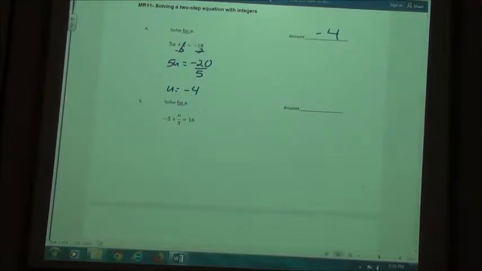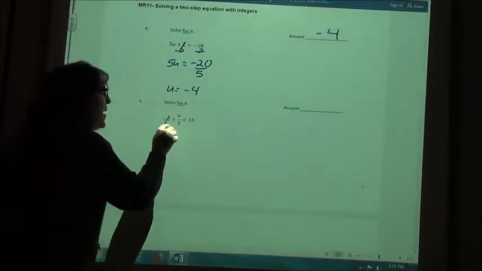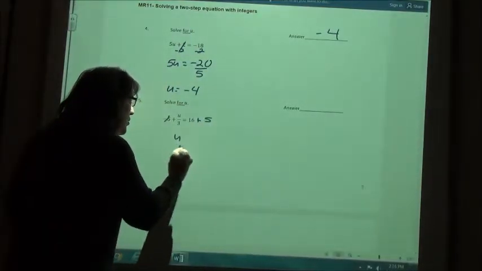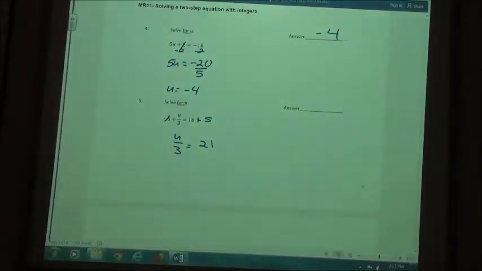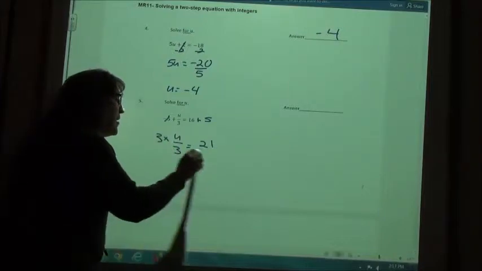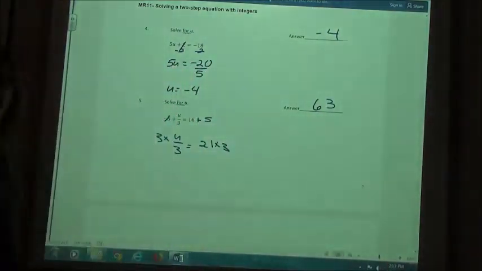On number 5, first thing we would do is add the 5. So u divided by 3 equals 21. And then we're going to times by our 3. So our answer is 63, right?